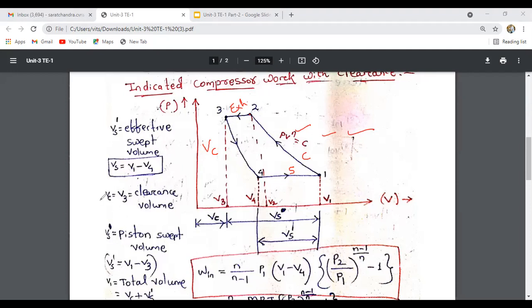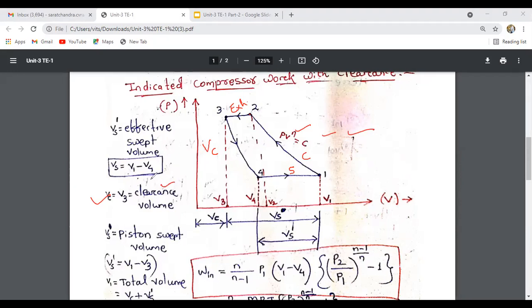VC stands for clearance volume. This VC is nothing but V3, because at this point the volume is V3. At point 4 the volume is V4. At point 2 the volume is V2. At point 1 the volume is V1. So this volume is called the clearance volume, and this volume is nothing but V3. So VC equals V3 equals clearance volume.